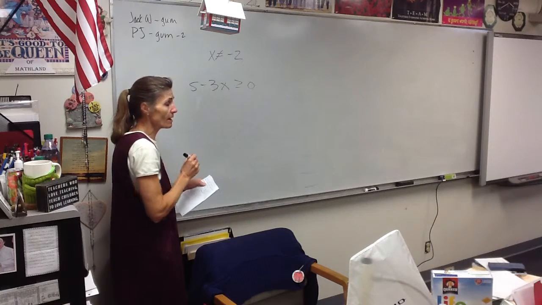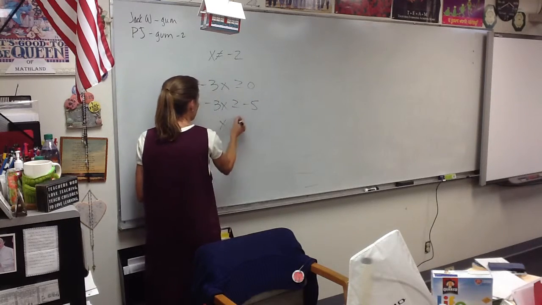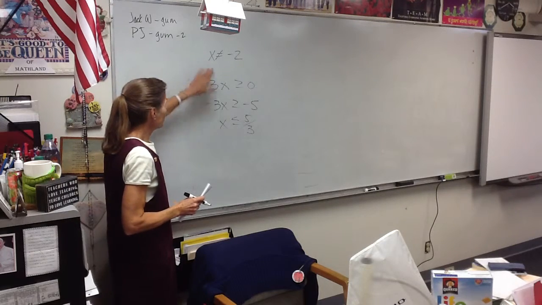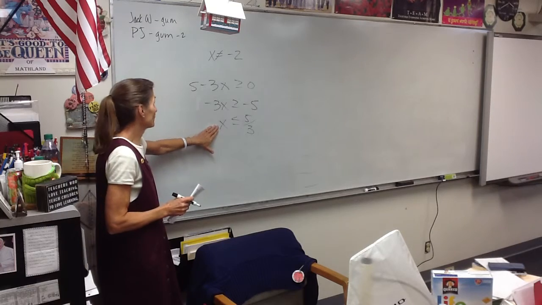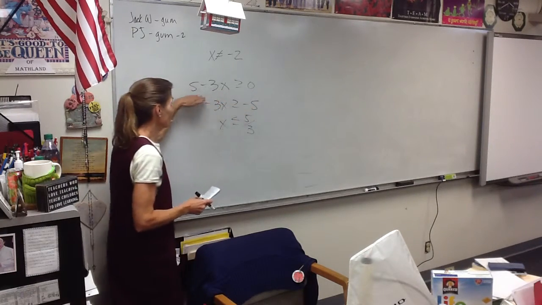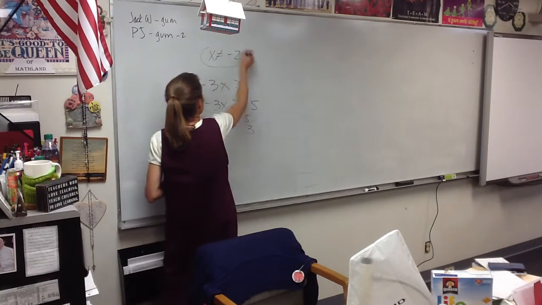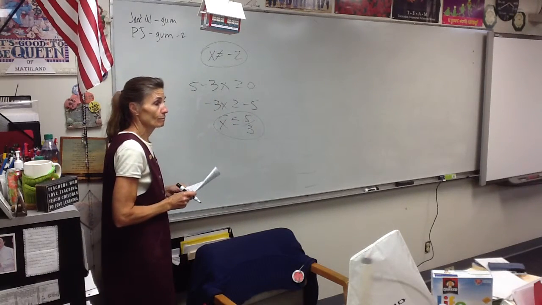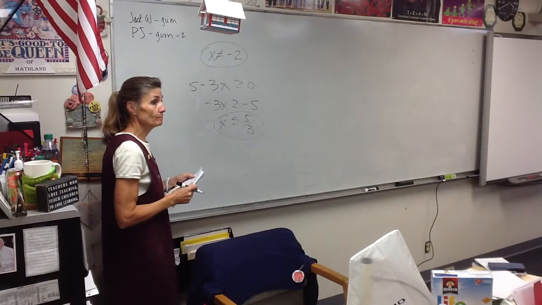I cannot do this in my head, so I'm writing it down. That means this, which means this. X can't be -2. X has to be less than or equal to 5/3, because 5 minus 3x has to be greater than or equal to 0. So in the answer blank, I have to write both of these things this time. Right?